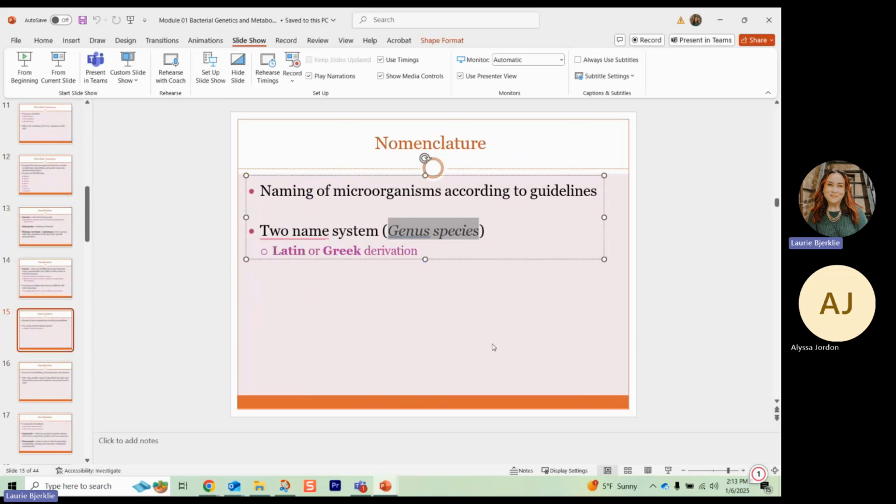And the way it's written is, anytime you write out organism names, they have to be italicized. The genus is capitalized. The species is lowercase. So the example here that I've highlighted is exactly how a bacterial name should be written. That is something I want you to remember going forward.